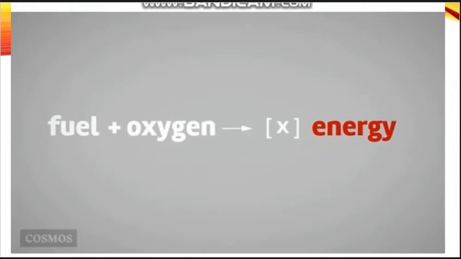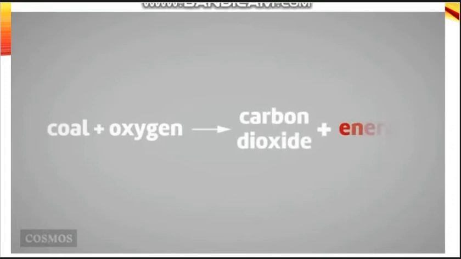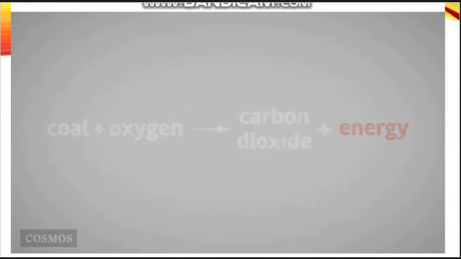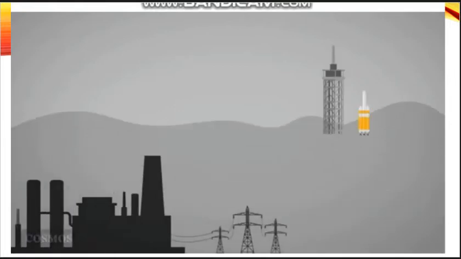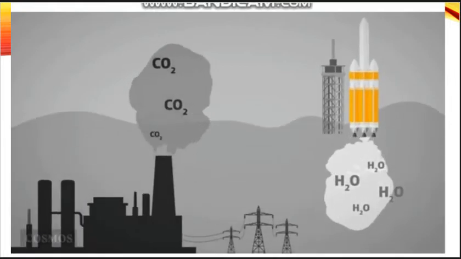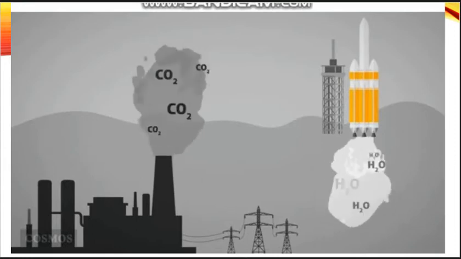Energy isn't the only product of combustion reactions, but usually the other products are treated as waste. For example, when we burn coal, it produces carbon dioxide as well as energy. And when we burn hydrogen, we get water as well as energy. In both of these cases, the chemical products are gases that we leave to drift off into the atmosphere.